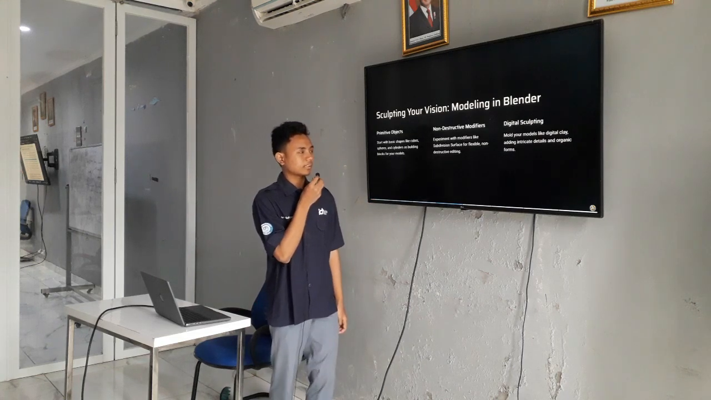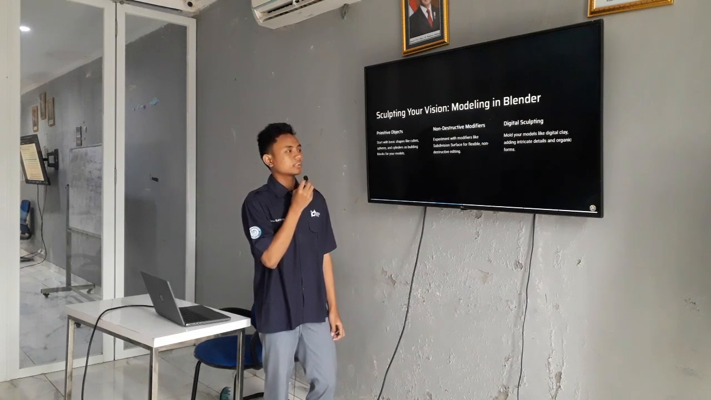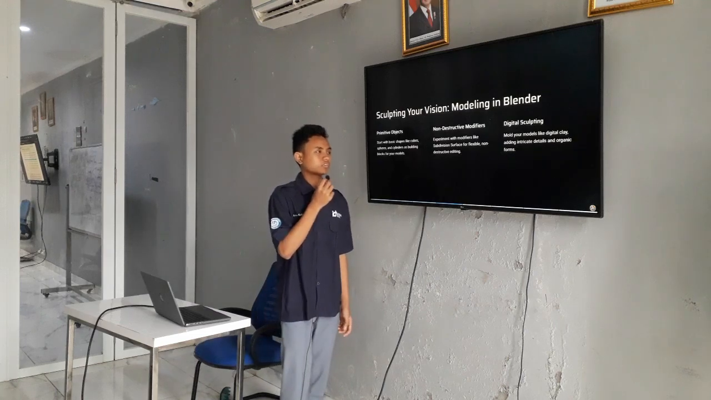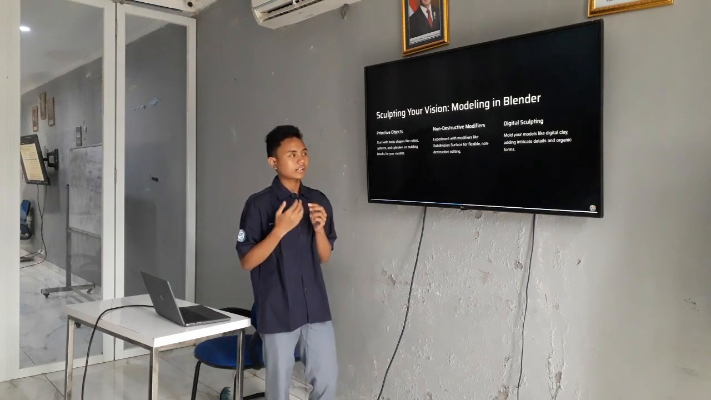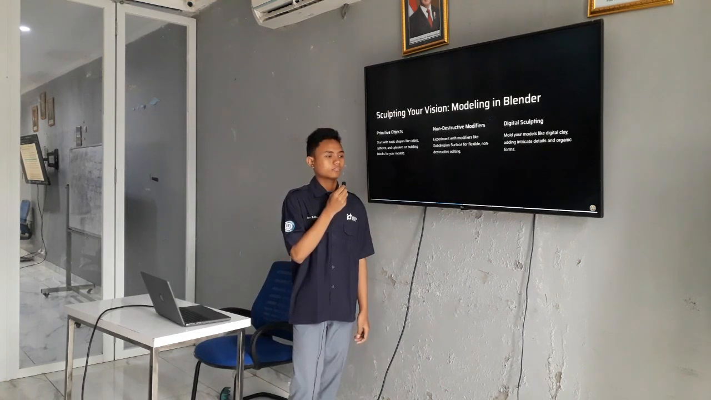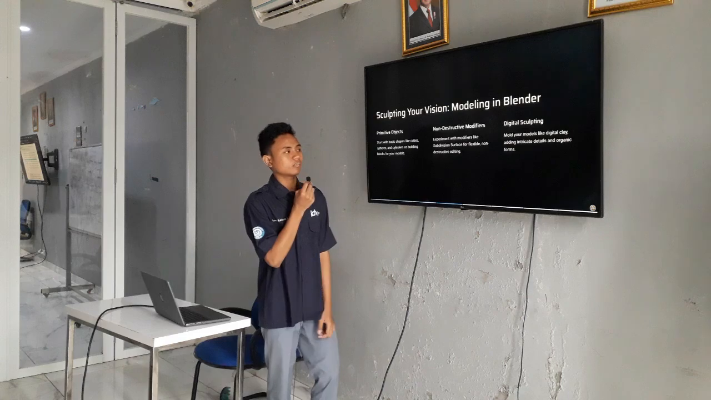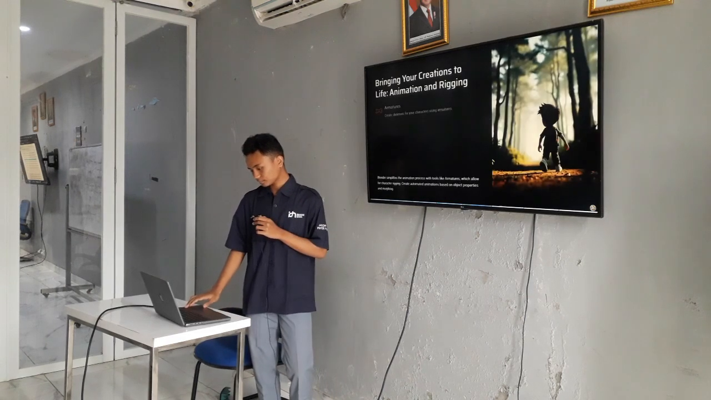Okay, and the last is digital sculpting. Digital sculpting is to mold your models like digital clay, adding intricate details and organic forms. So organic form is for creating a character like 3D CGI or something like that.